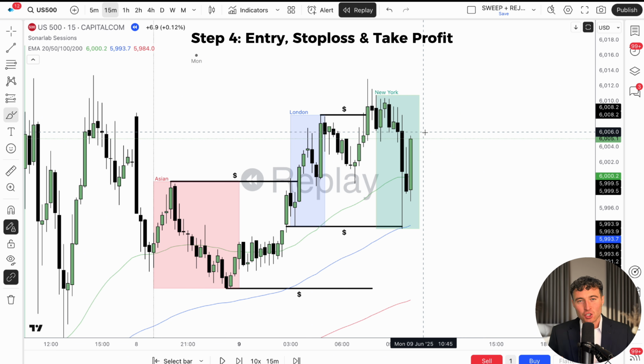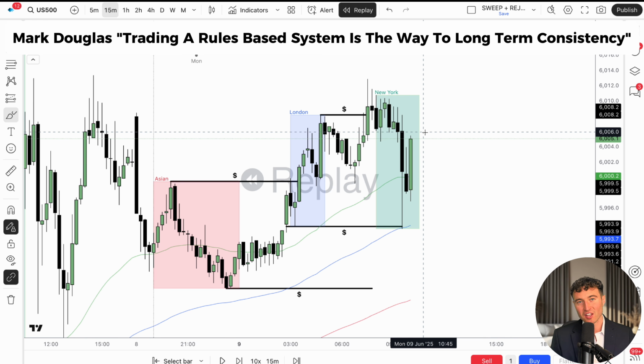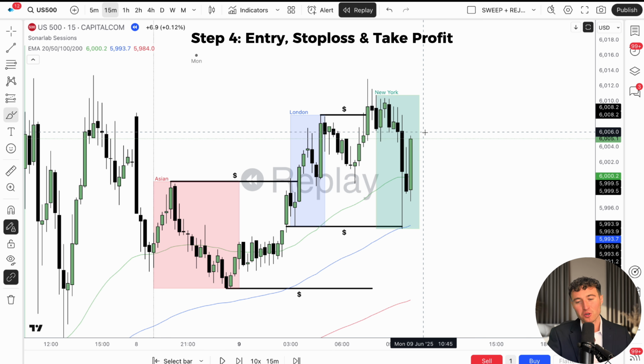And so why are entries, stop losses, and take profits so important in the markets? So we need to ensure that our stop losses, take profits, and entries are all fully mechanical, they're all fully defined, and they're all fully rules-based. This ensures that our backtesting data is very reliable in the market. And this is also made apparent by Mark Douglas, the author of Trading in the Zone, when he says that trading a rules-based system is the way to long-term consistency.